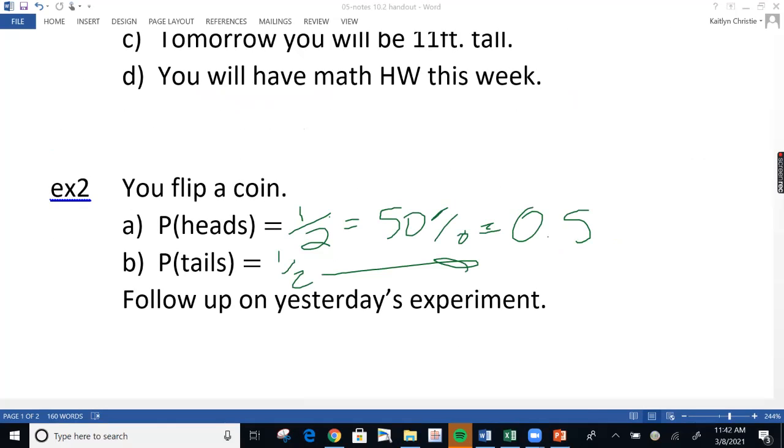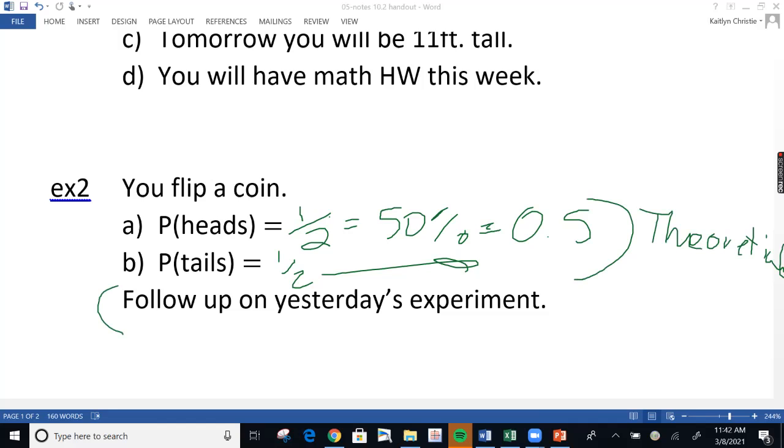Yesterday, when we looked at flipping a coin, you actually flipped it 20 times. I'm going to guess that you probably didn't get 10 heads and 10 tails, because this is the theoretical probability. So this right here is our theoretical probability.